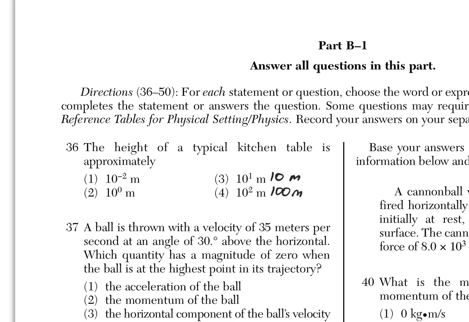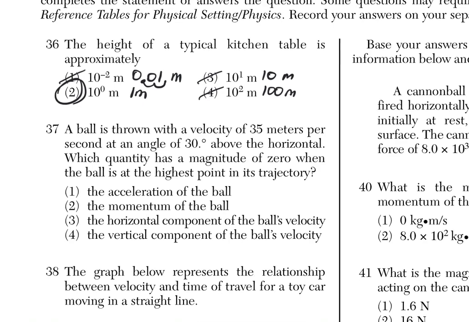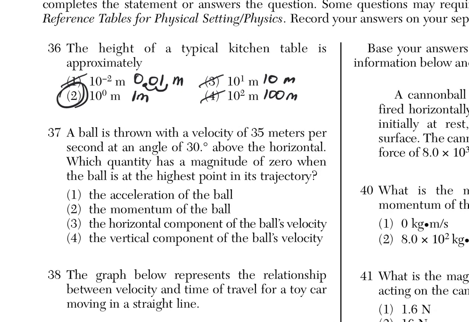Okay, so we have 0.01 meters, which is a centimeter. That is not a kitchen table. We have 1 meter, that could be. We have 10 meters, not a kitchen table. 100 meters, not a kitchen table. Choice 2. I think that one was pretty clear. Some of them are ridiculously easy. Some of them are pretty tricky, but I thought that one was doable.